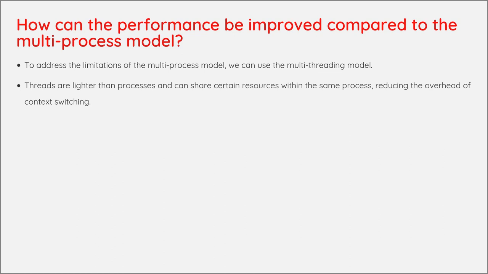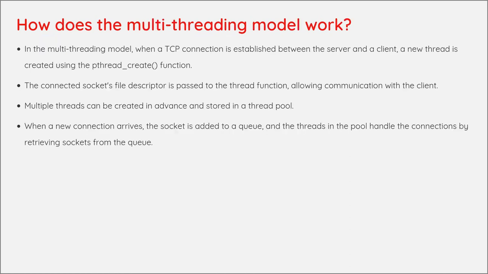To address the limitations of the multi-process model, we can use the multi-threading model. Threads are lighter than processes and can share certain resources within the same process, reducing the overhead of context switching. How does the multi-threading model work? In the multi-threading model, when a TCP connection is established between the server and a client, a new thread is created using the thread_create function. The connected socket's file descriptor is passed to the thread function, allowing communication with the client.